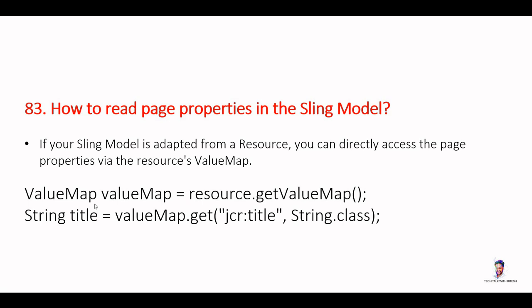Okay, next question is how to read page properties in a Sling model. If your Sling model can be adapted from a request or a resource, and if it is a resource, we have already seen it, right? First we have the resource, then we get the value map. We know the value map holds all the properties, so we use valueMap.get with the property name and property type, and this is how we get it. It's very simple.